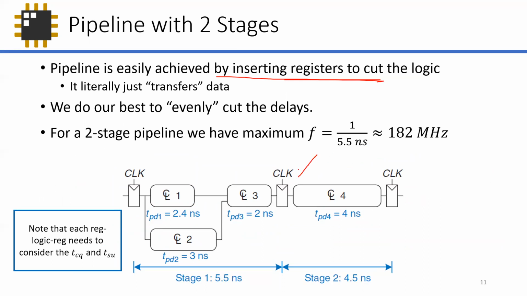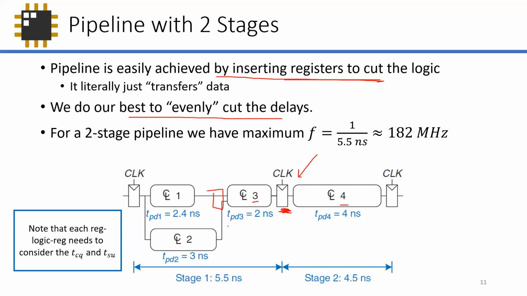So as you can see here, we insert a register just in here, in between the combinational logic 3 and 4. We just put a register. That's it. Now, the thing is that we try to put registers by evenly cutting the delays. Because you could argue, what if I put the registers here instead?